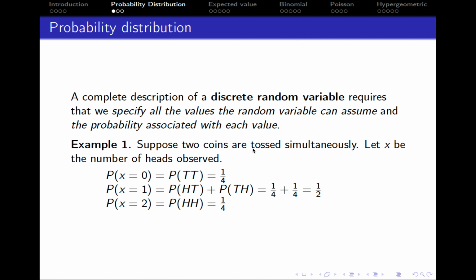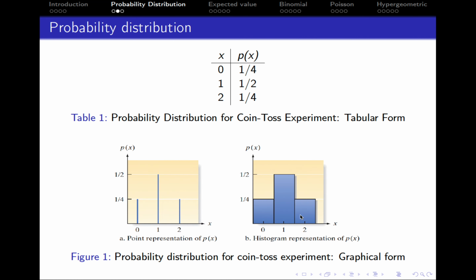So in this case, once again, the random variable is the number of heads observed. The possible outcomes are 0, 1, and 2, and here we've got their respective probabilities. This information can be put in a table. In the first column we put the outcomes 0, 1, and 2, and in the second column we put their probabilities: 0, 1/4; 1, 1/2; 2, 1/4. So this is one of the ways that a probability distribution can be presented. It's called a tabular form.